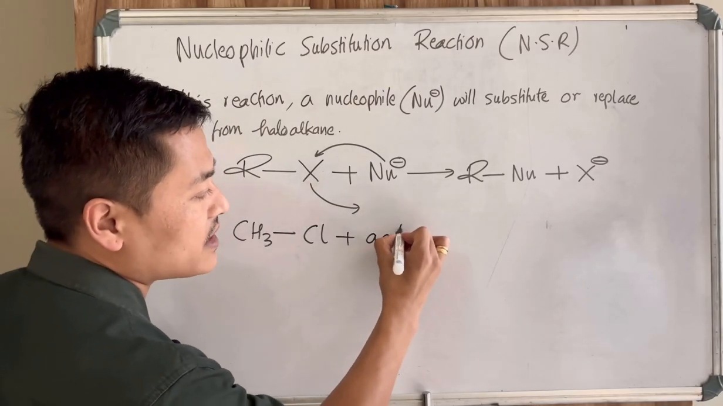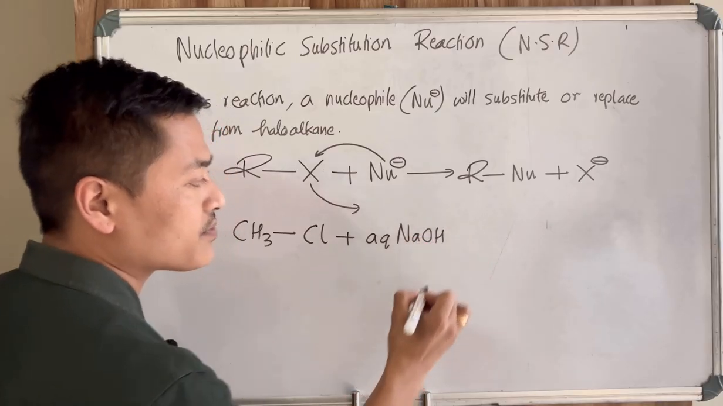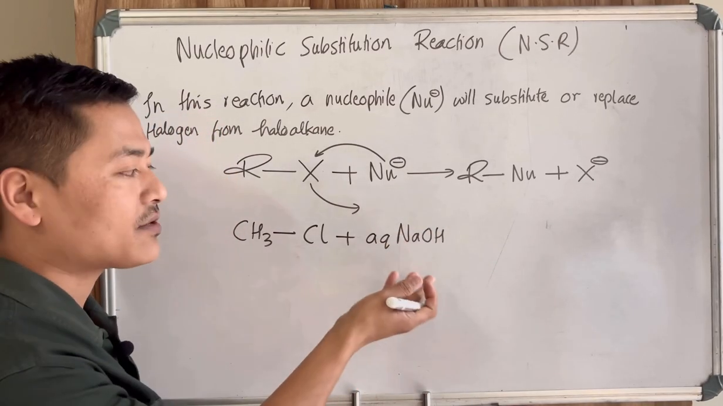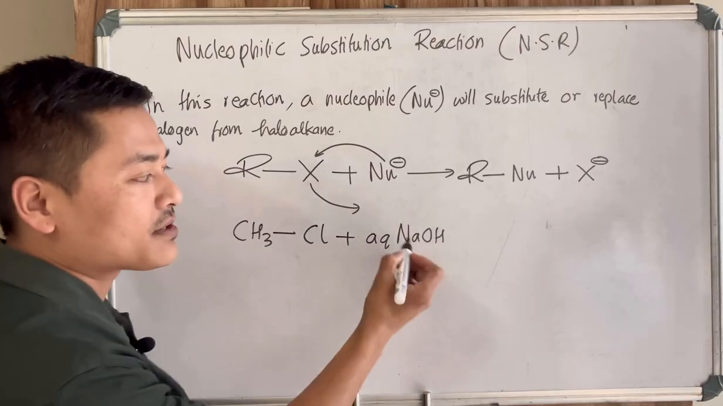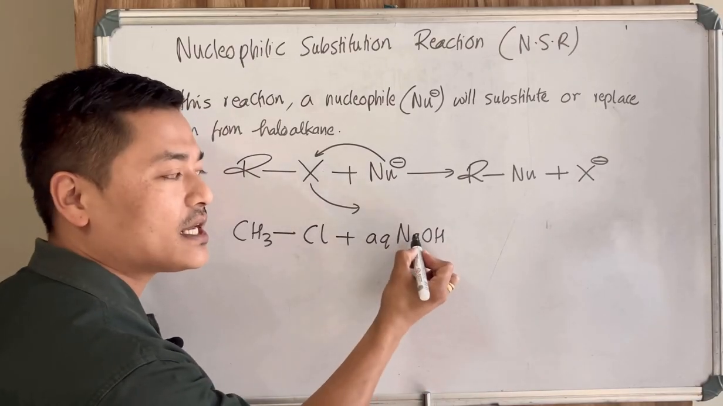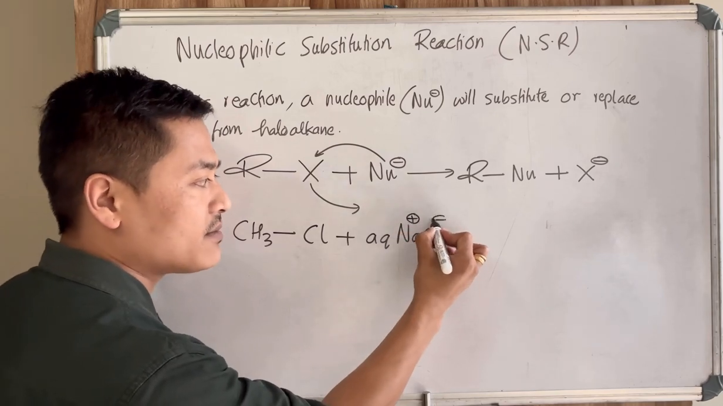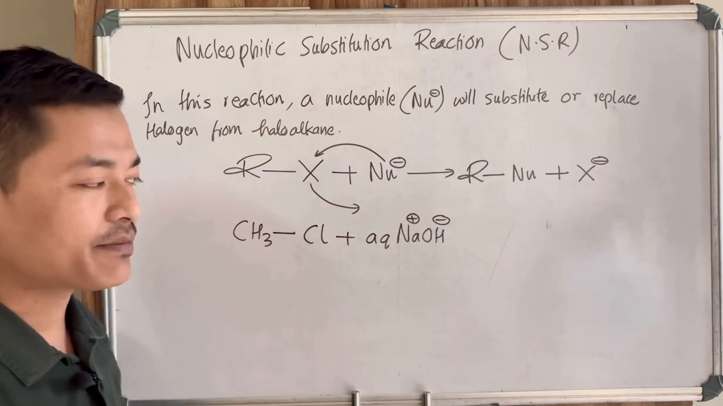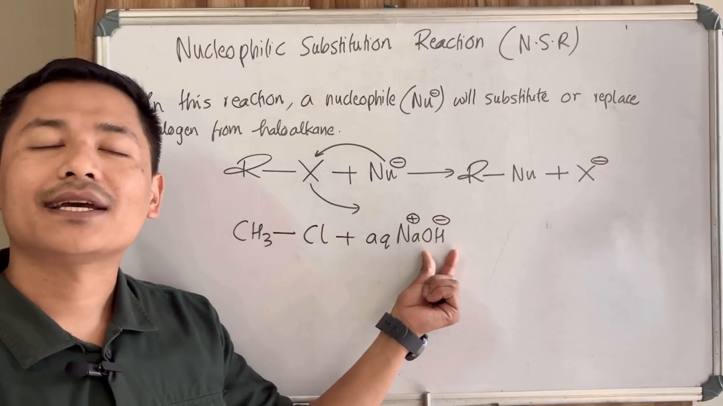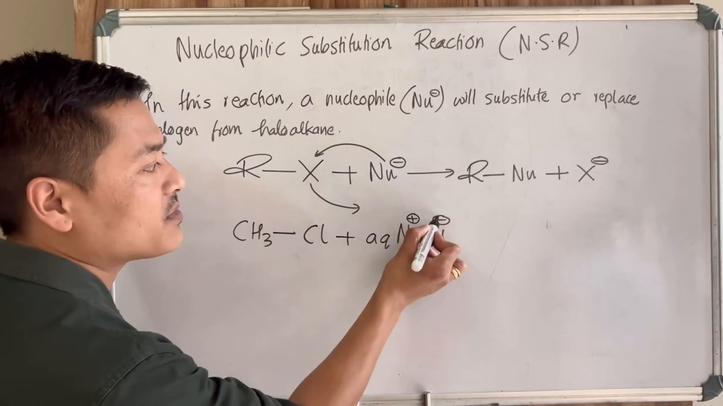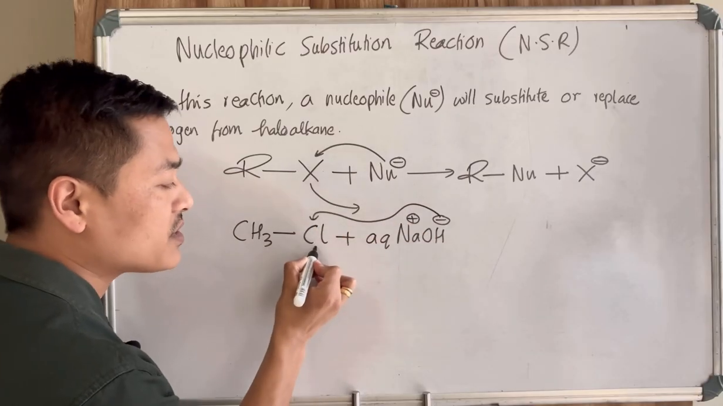If you react this with aqueous NaOH, aqueous means there will be some water over there. In aqueous NaOH, Na is a metal, so it will always be positive, and OH is negative. That means this OH minus ion itself is a nucleophile over here, and it will attack and remove chlorine from here.